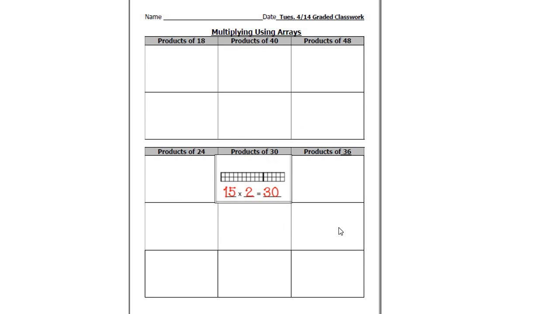Go ahead and work through the rest of those. And again, you can use the actual squares and count them out if you need to. You can try to divide them up into smaller sections, or a lot of these are basic multiplication facts, so you should be able to figure them out, hopefully.